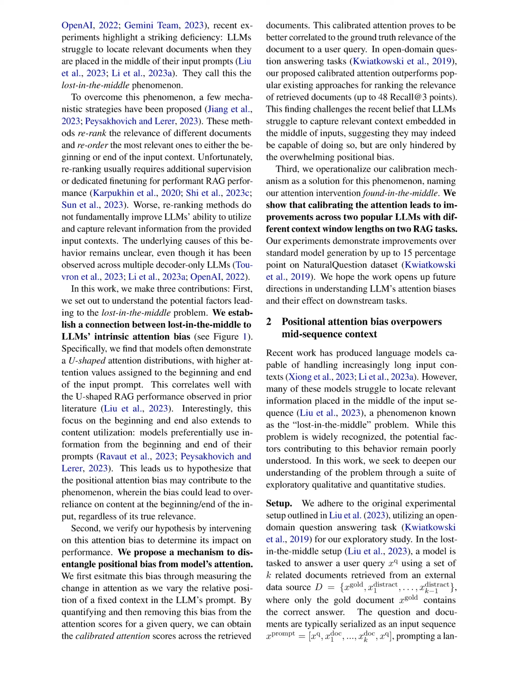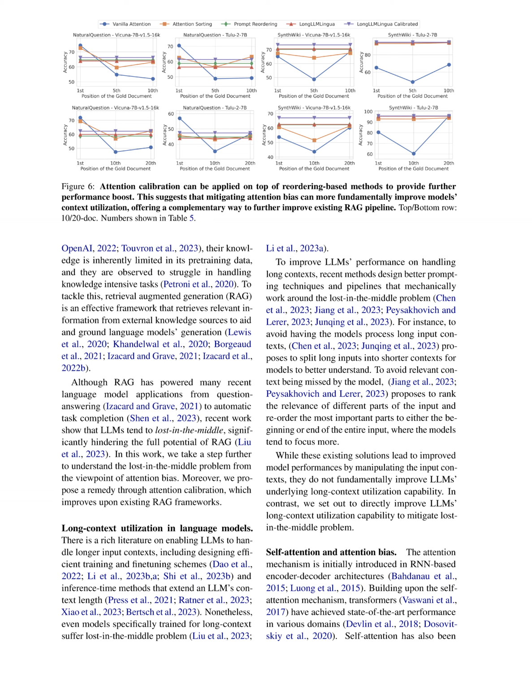In summary, the attention calibration mechanism works by identifying and removing the positional attention bias, allowing the model to focus on relevant contexts regardless of their position in the input prompt. This leads to improved model performance in retrieval-augmented generation tasks, addressing the lost in the middle problem effectively.